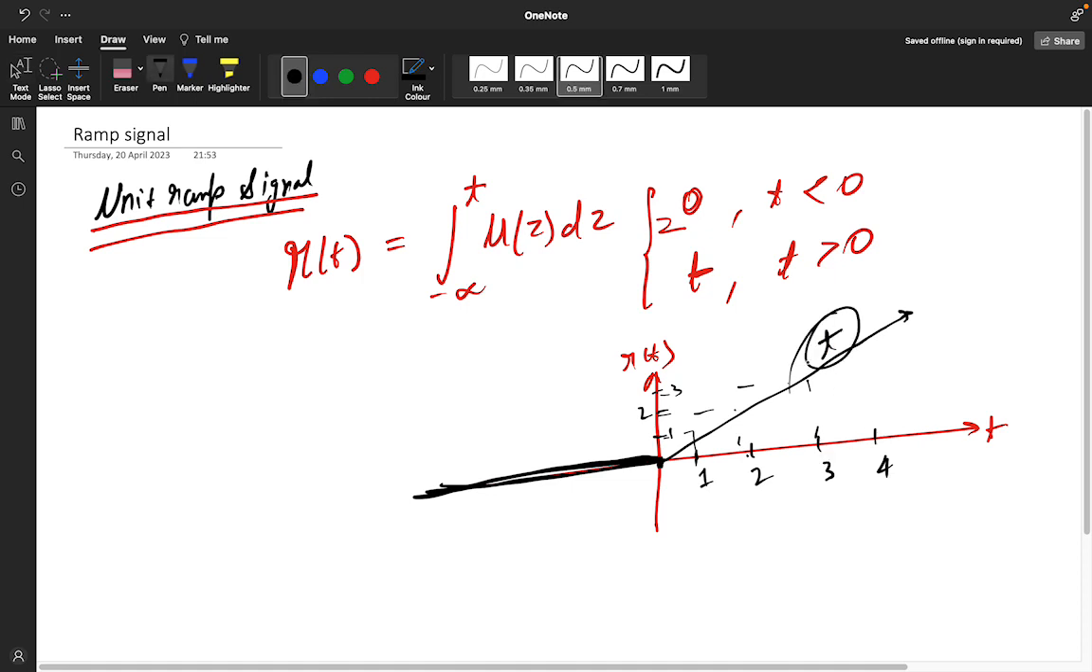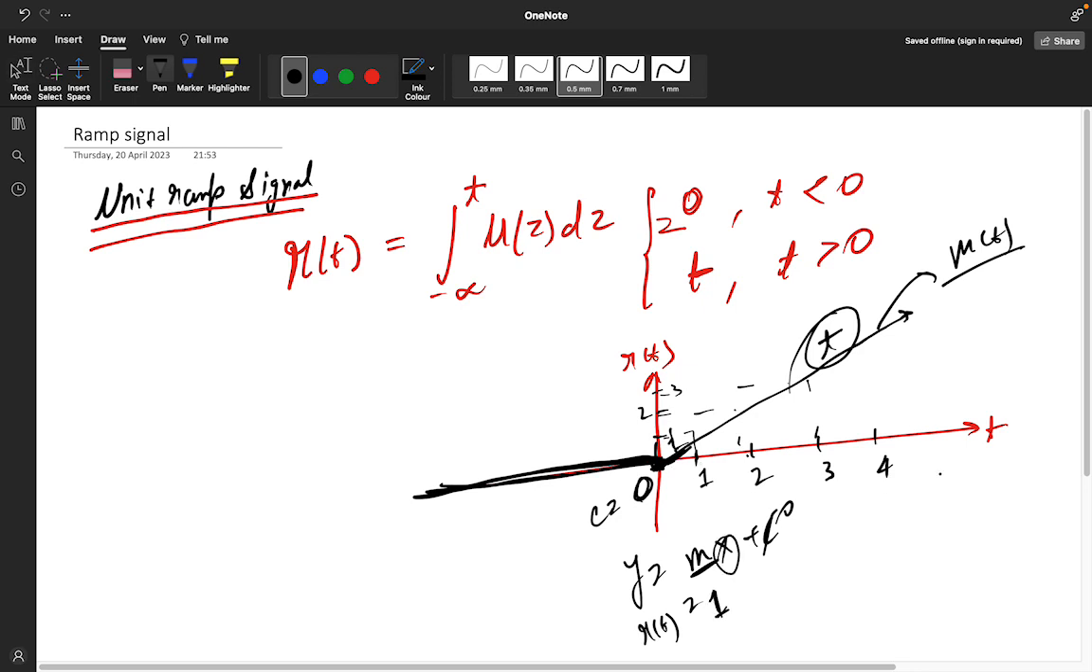So the line is nothing but y equals mx plus c, where the intercept c is 0. Here y is r of t, and the slope m is y2 minus y1 divided by x2 minus x1, which is 1. So the slope is 1 only, and the x value is t. So we are getting this.